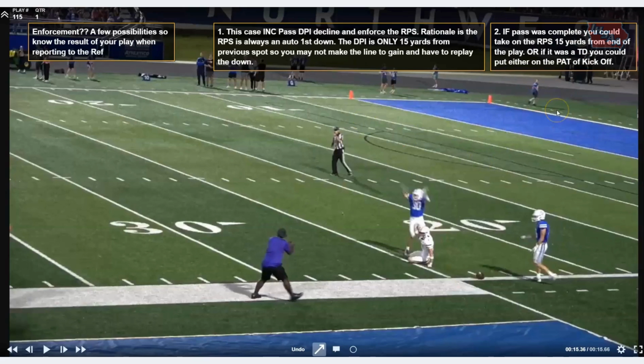What about another scenario? If the pass was complete, well then you'd want to tack on the roughing the passer foul from the end of the play. If it was a touchdown, you could enforce either one of those fouls actually on the PAT or the kickoff. So excellent job of reviewing the play by the crew.